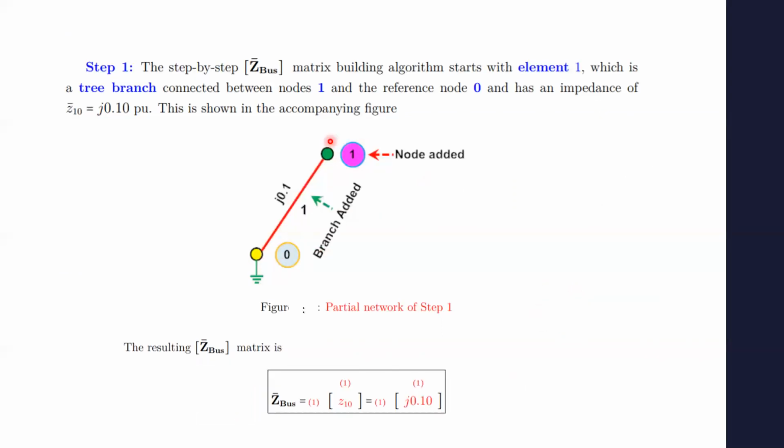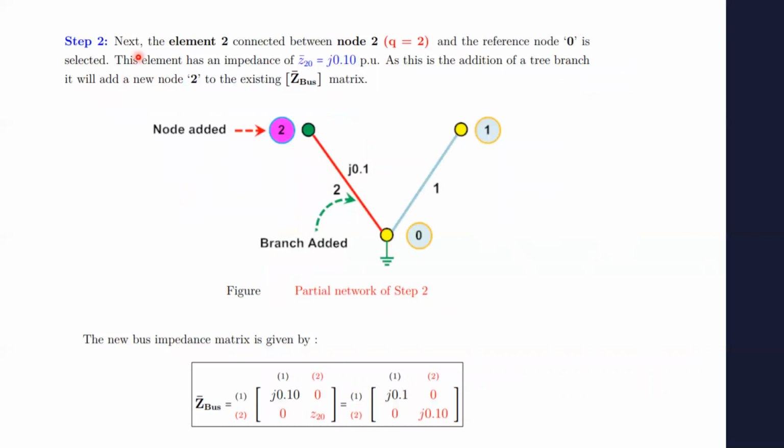So first we form a node 1. Between 0 and 1, we have an impedance Z10 with J0.1 ohms as the impedance. And this branch is being added. So the Z-bus matrix will be Z10, which is a 1 cross 1 matrix, and the value is J0.1. Now step 2 comes. In step 2, just like we added new node 1 to reference node 0, we add a new node 2 to the reference node 0, and this is named as branch number 2. Like we saw in modification 1, when we add a new node to the reference node, we get a 0 column, a 0 row, and a last term which equals the impedance between these two nodes, which is Z20. So this is the 2 cross 2 matrix that we get. As two branches are present, 2 cross 2 matrix is verified.